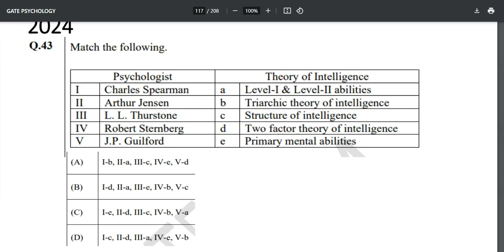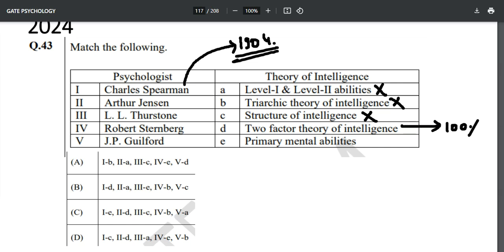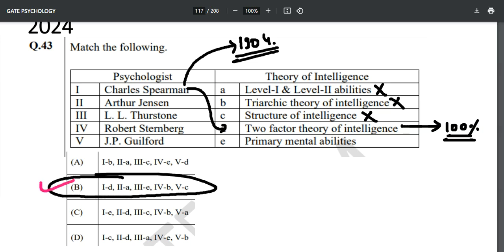Charles Spearman, Arthur Jensen, LL Thurstone, Robert Sternberg, and JP Guilford. Out of these, which are the very famous names we can say? First of all, Charles Spearman in 1904, just before the partition of Bengal, came up with which theory? Level 1 and level 2? No. Triarchic theory? No. Structure of intelligence? No. Two-factor theory of intelligence. 100% Charles Spearman proposed this theory. You will mark 1 with D and you will save yours and mine both of our time. This is going to be the correct answer.